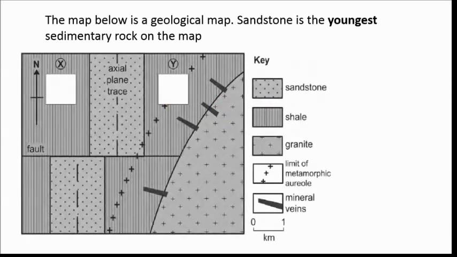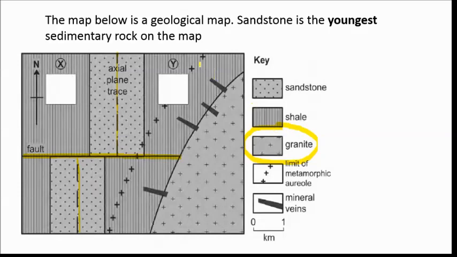Now remember, when we're confronted with these sort of questions, don't rush straight into the answers. Look at the map itself to start with. For instance, we can see there's a clear fault here. We can see there's an axial plane trace. Okay, we can see that has been displaced. We can see a metamorphic intrusion, a metamorphic aureole here. We can see an intrusion there made of granite.